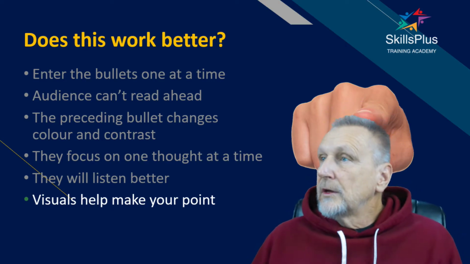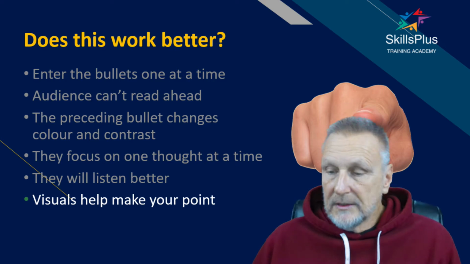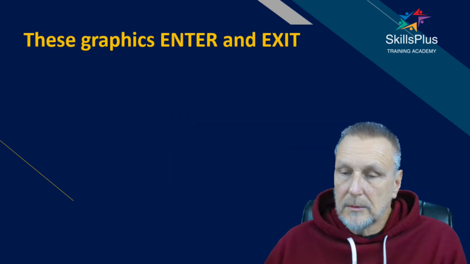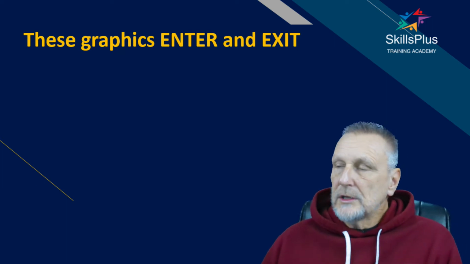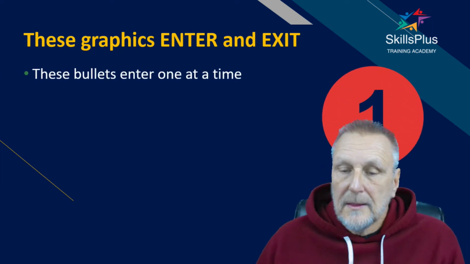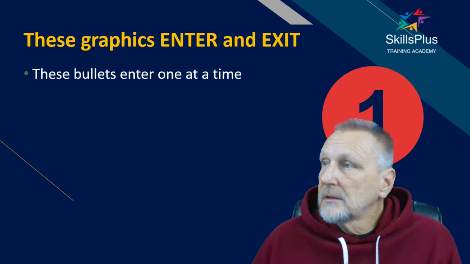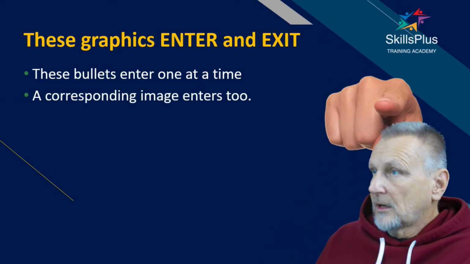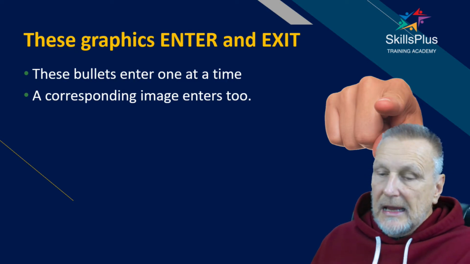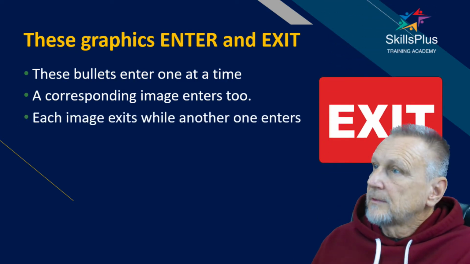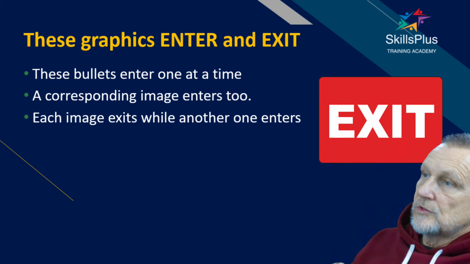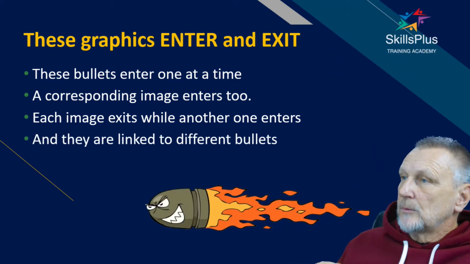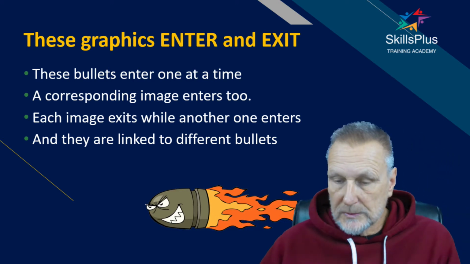So in video 1, we concentrated on the bullets. In video 2, we're going to concentrate on the images. So here's another example where as the bullet comes on, a complementary image will come on, and then as the next bullet comes up, the previous image exits. And we're linking an image to a specific bullet.